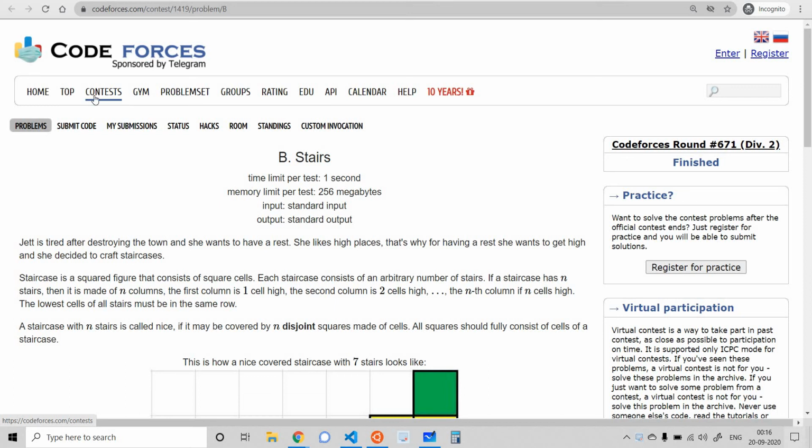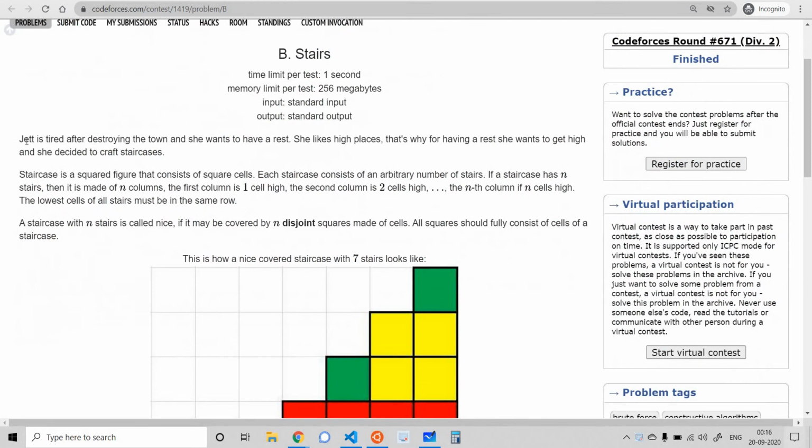Hello everyone, in this video we are going to look at problem B, called Stairs, from today's Codeforces Div 2 Round 671. This first paragraph is of no use. Let's read the problem statement from here.